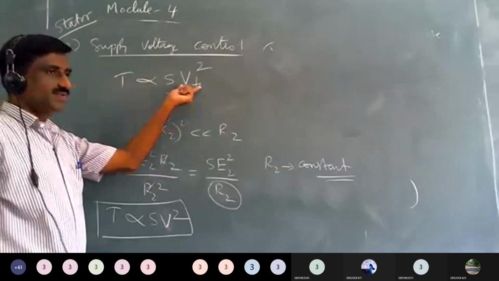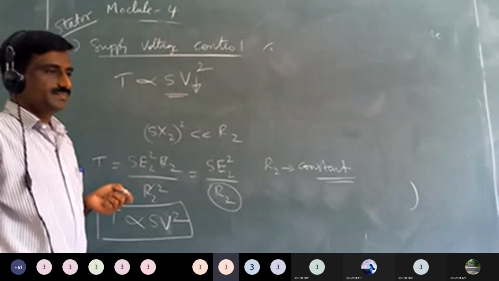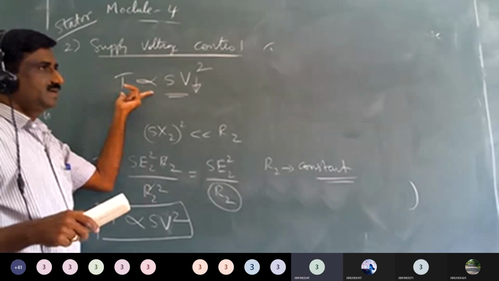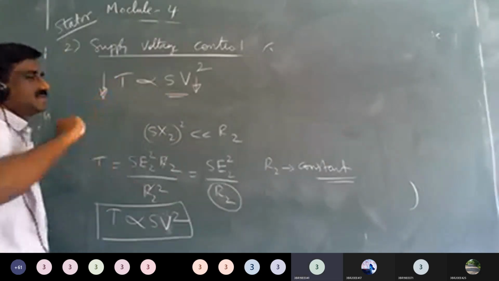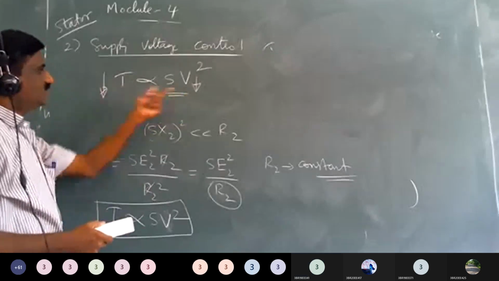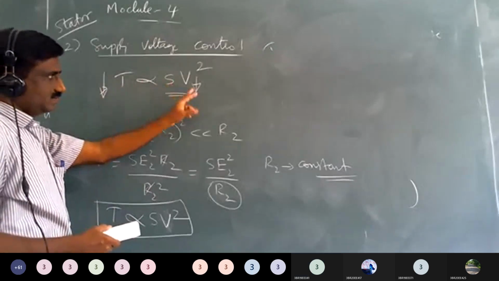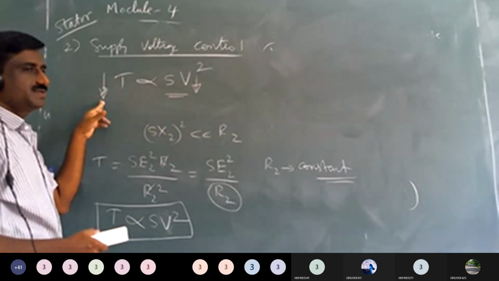If I decrease the supply voltage, what happens to the torque? Increases, sir. See, this is a direct relation. Yes, sir. What happens? Torque decreases. Because direct relation means whatever happens to one, the same thing happens to the other, isn't it? So when the supply voltage is decreased, torque also decreases.